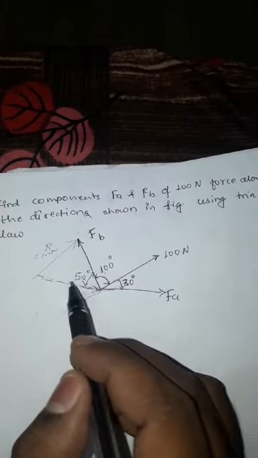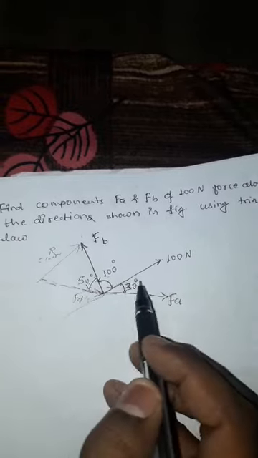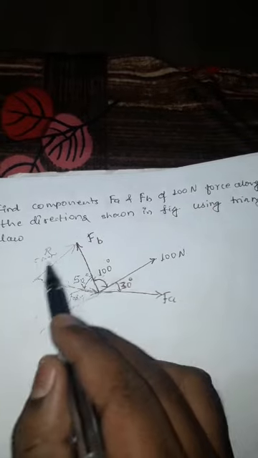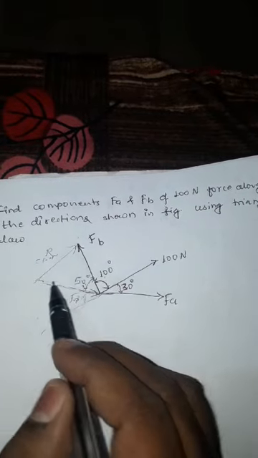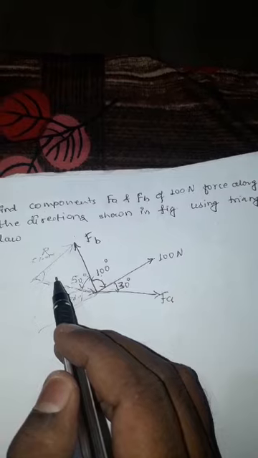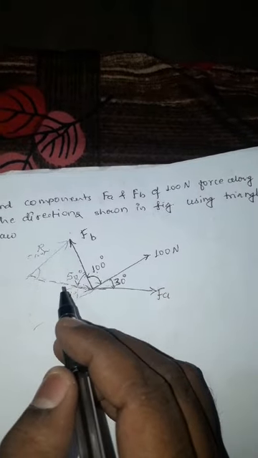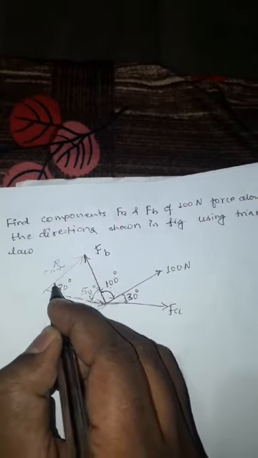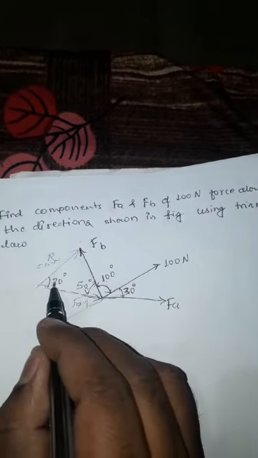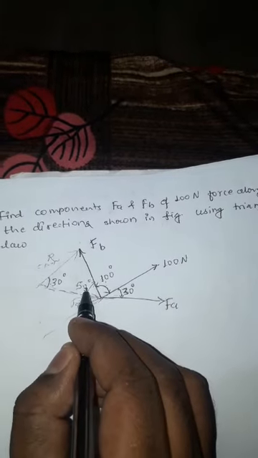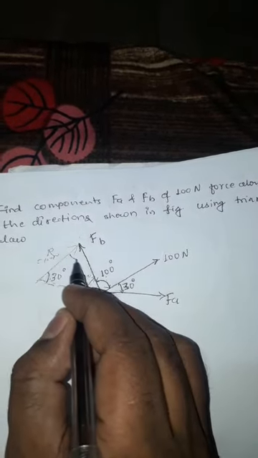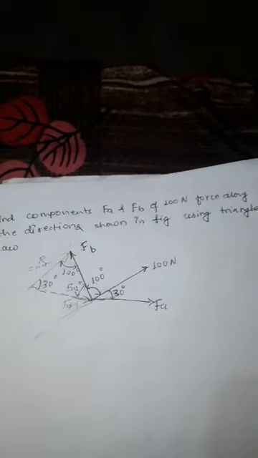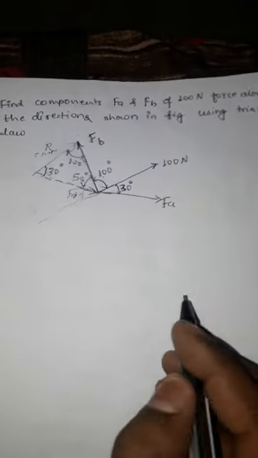As it is a 30 degree, and this line is parallel to this 100 Newton line of action, so this is 30, and as they are alternate angles, this angle will become 30 degree. Now the interior angle sum is 180, so this is 30, this is 50, the remaining is 100, so this angle will become 100 degree.